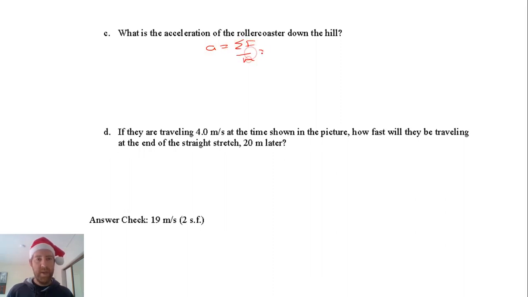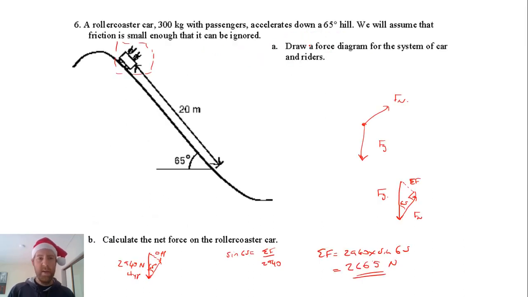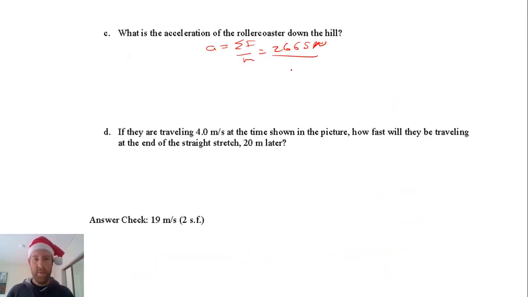Total force over mass, which was 2665 newtons. What's the mass? 300 kgs. Divided by 300 equals 8.8 meters per second squared. If they're traveling at 4 meters a second at the time shown in the picture, that's its initial speed, equals 4, how fast will they be traveling at the end of the stretch?